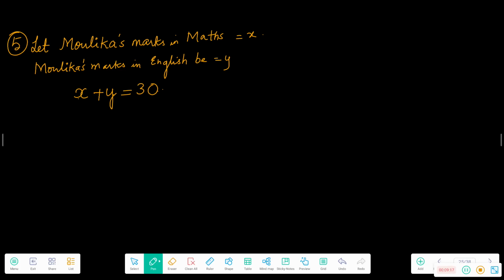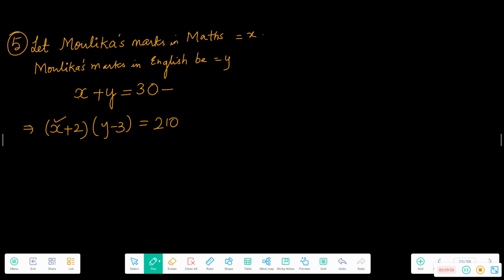Now, if she got 2 marks more in maths and 3 marks less in English, the product of her marks would have been 210. So to the original marks in mathematics we will add 2, and from the English marks y we will subtract 3. The product is 210.